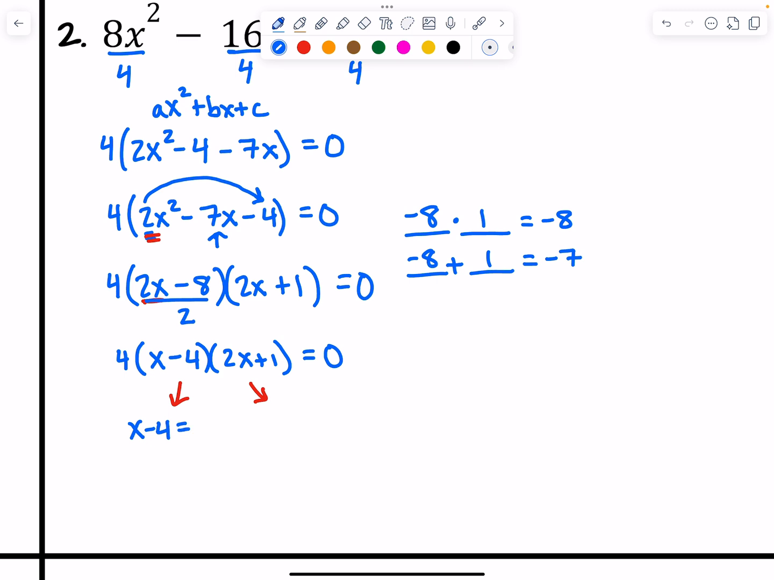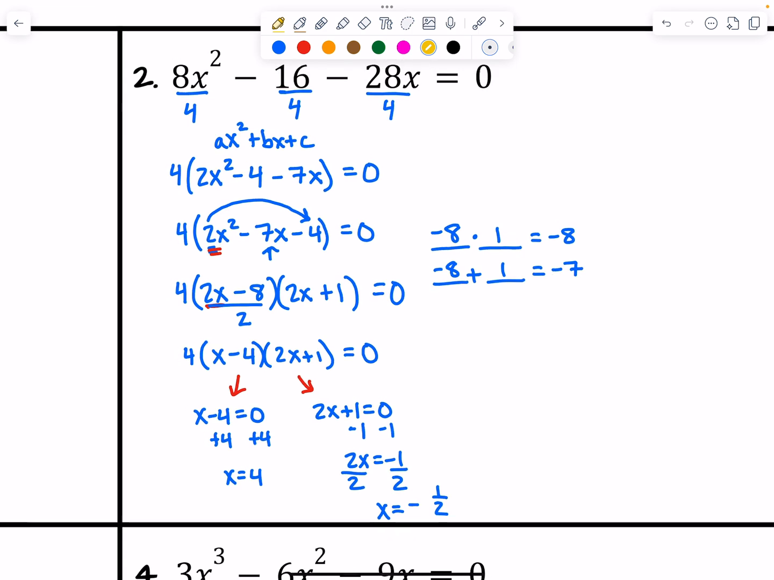So I would say x minus 4 equals 0, and 2x plus 1 equals 0. Then I'm going to add the 4, and I get x equals 4. And let's subtract the 1, so we get 2x equals negative 1. And then divide both sides by 2, so x equals negative 1/2.